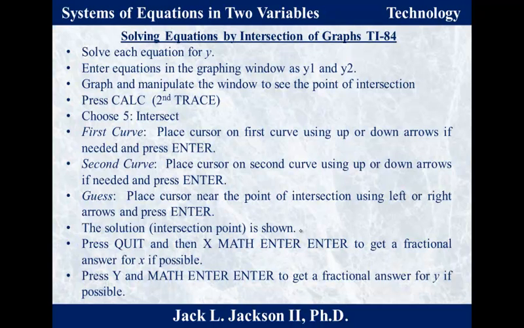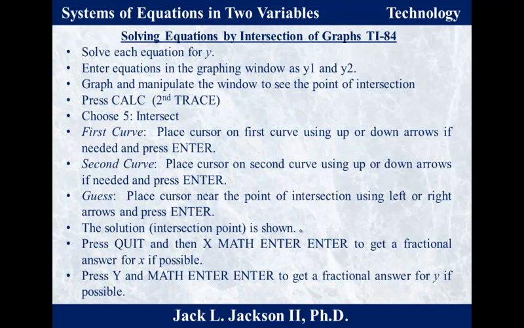You want to graph it, and you may have to adjust the window to see the point of intersection. Choose Calc, which is second trace, and then go down to number 5, or just hit 5, which is intersect. It's going to ask you for the first curve. If you only have 2 curves graphed, just hit enter, enter, and then move your cursor to the guess and hit enter. If you have several things graphed at the moment, remember you have to identify which 2 curves.